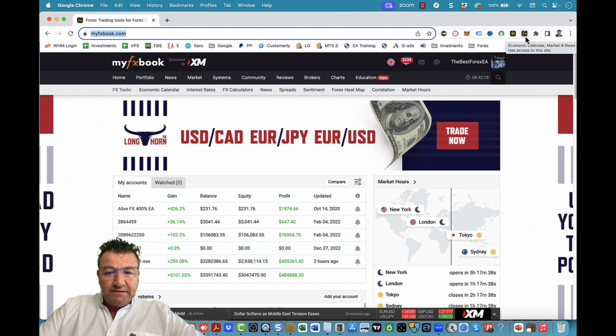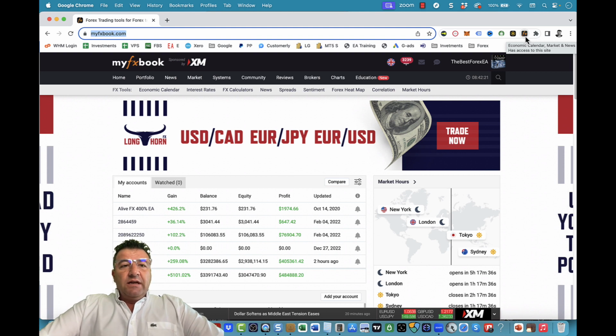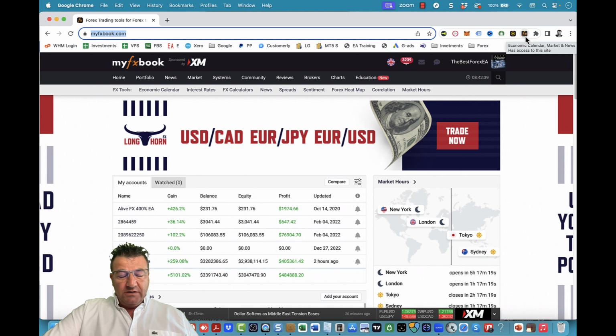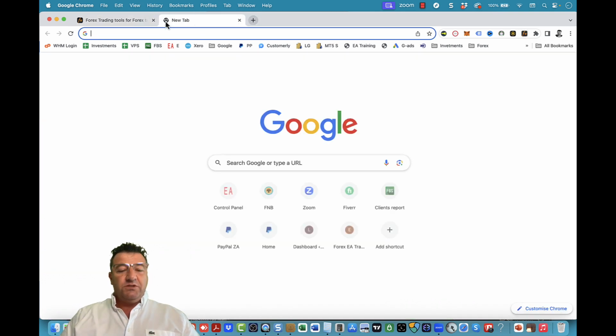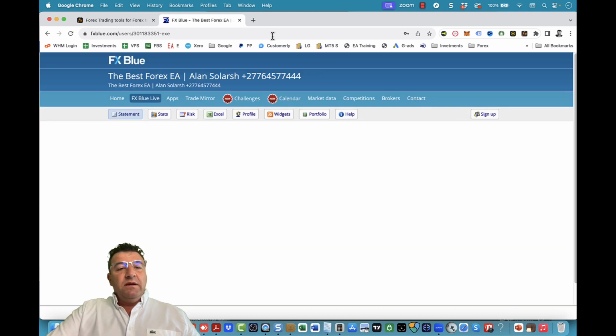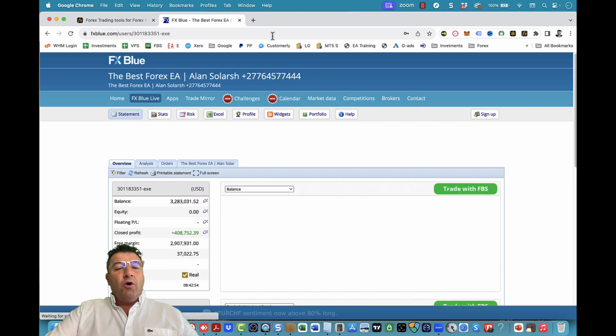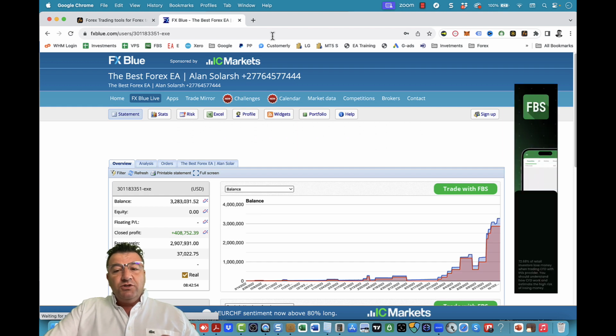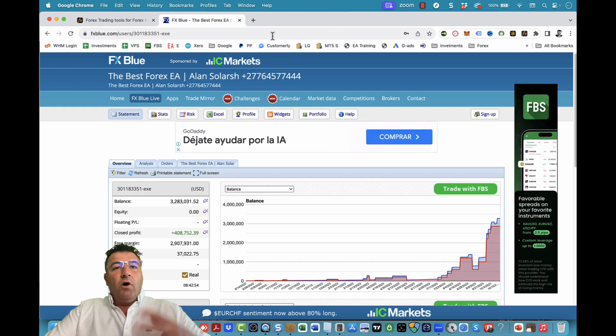So this is my perspective and this is how I see it, and it's only my opinion. MyFXBook is one of the largest aggregators of Forex data in the Forex industry. What that means is that most retail Forex traders use MyFXBook so that they can get a graphical user interface of what their account looks like. I prefer to use FX Blue, as you know, because I find that it gives me a more accurate IRR, internal rate of return, rather than an ROI.